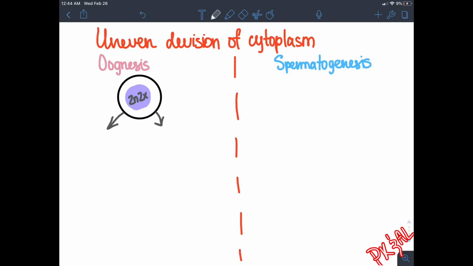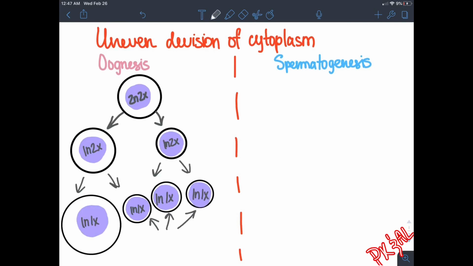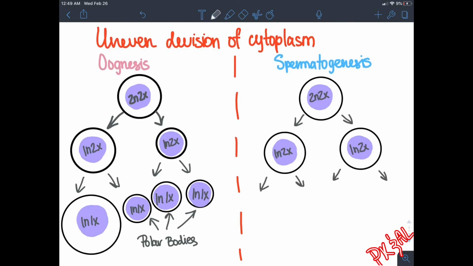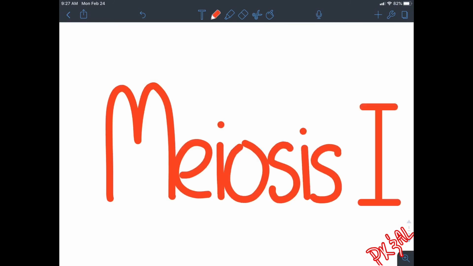Uneven division of the cytoplasm, where oogenesis goes from 2N, 2X to 1N, 2X to 1N, 1X. And spermatogenesis also does the same thing.